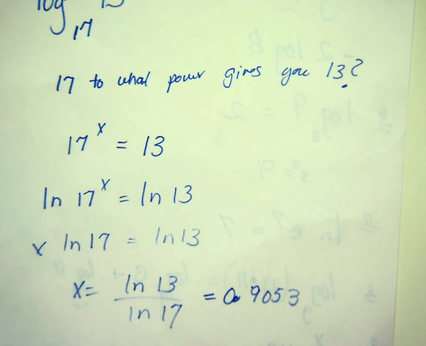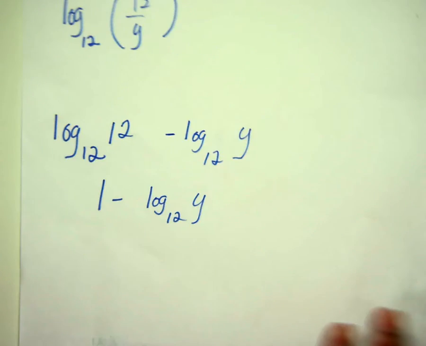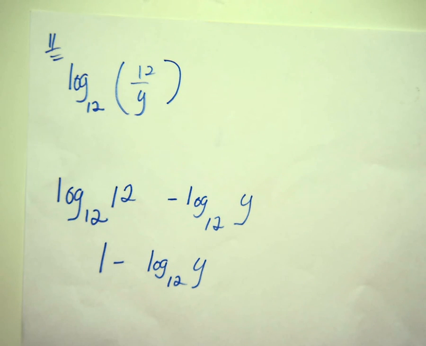Now lastly, it wants you to use the properties of logarithms to expand this. So given to you, you have log base 12 of 12 divided by y. Now remember, this is dealing with the quotient rule. If you see division, it's subtraction. So now we got log base 12 of 12, minus log base 12 of y. Since your base and your number are the same thing, that automatically makes it 1. You can't simplify the other part because you don't know what y is. So now your final answer is 1 minus log base 12 of y.